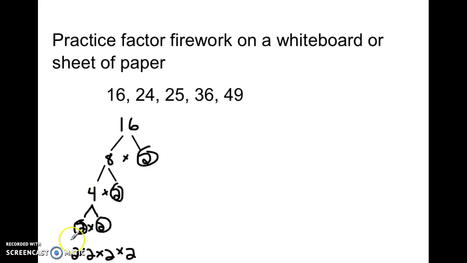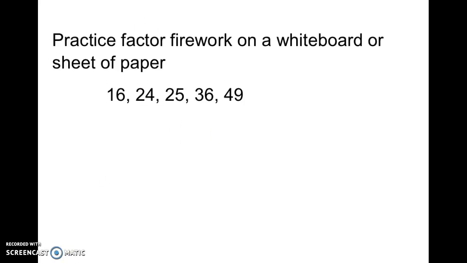All right, let's try another one. Let's try number 24. So I write 24. Draw my branches. And I have to think of something I can go into 24. I'm going to do 6 times 4. And I got to think, okay, is there anything that goes into 6? And yes, both 3 times 2 goes into 6. And 4, it can be broken down again as well. Do 2 times 2.